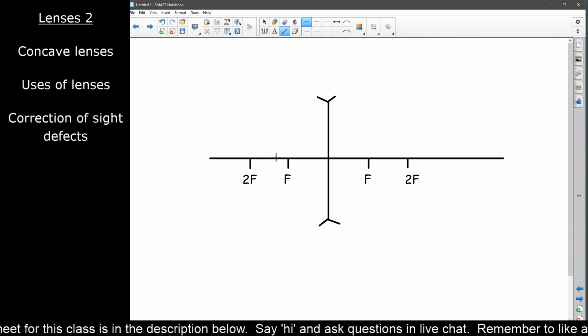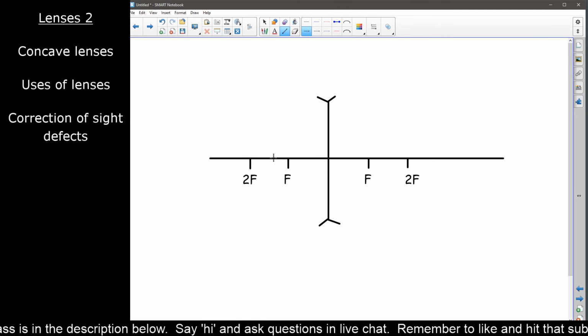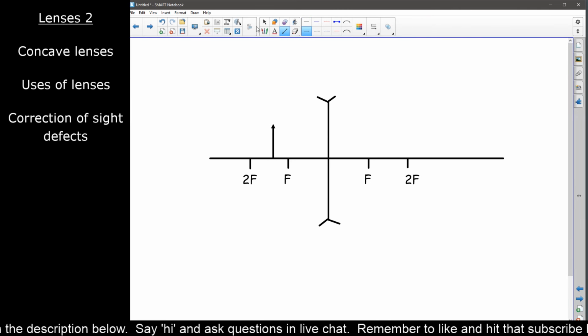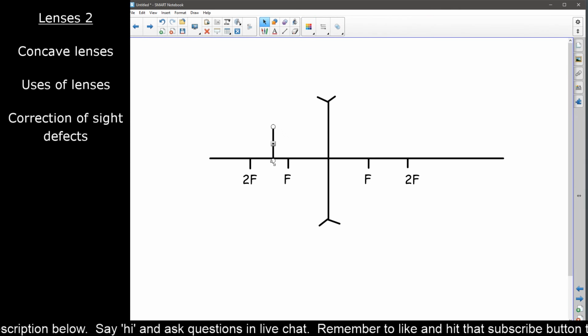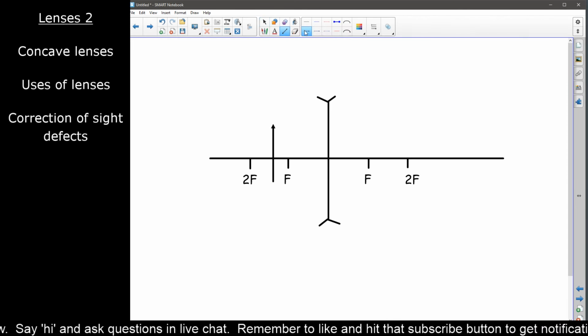Okay, so let's put ourselves a little object here. So we'll get an arrowhead. Arrowheads are always good because then we can tell where the top and the bottom is. And we'll do it on both sides, though normally you don't get that. Normally you're never asked to find one point, but we'll do both.